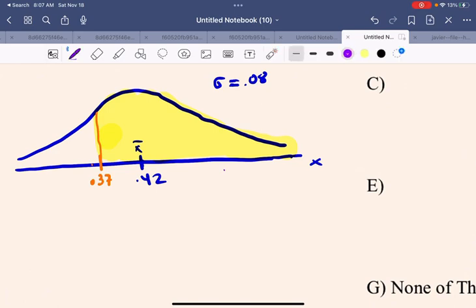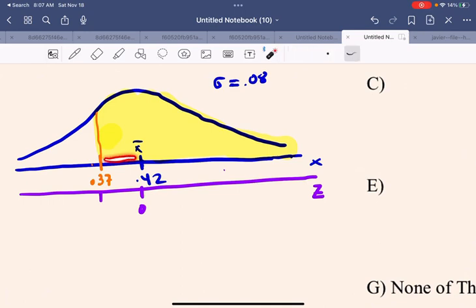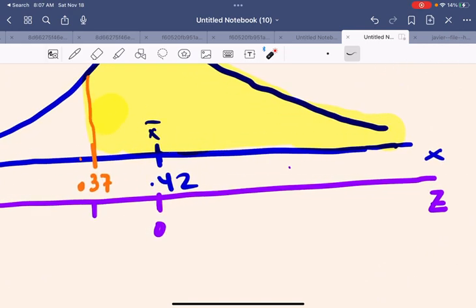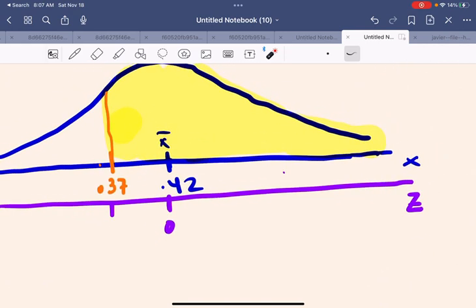Talk is cheap. Let's do it. So, parallel to the x-axis, I have a z-axis. This is called my z-axis. In the middle of it, I have 0. Right here in the middle, I don't know what value that is. That would be the number of standard deviations there are from here to here. Well, let's think about that. From 0.42 to 0.37, how much is that?